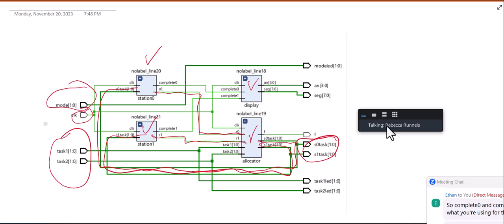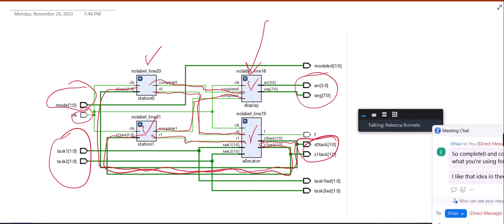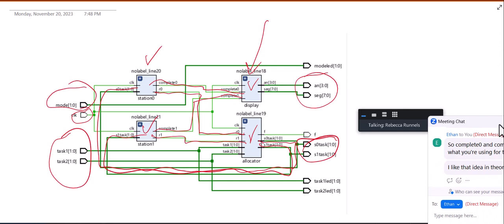And then my display module right here is taking the inputs, the complete from my 2 stations, and then it's going to add that, and then it's going to make the display right there. So that is how I conceived of the project, and that's what I did. So questions about that before we go back and continue adding in the inputs and outputs for the modules?